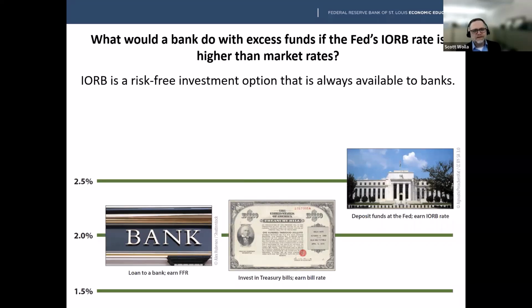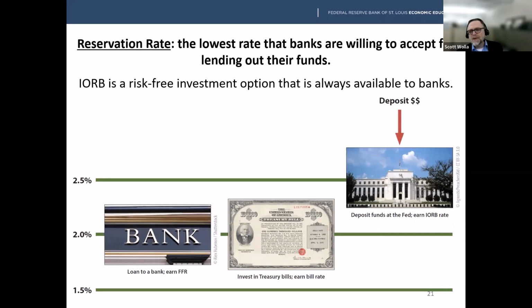On the next slide, you'll see that the bank will deposit their funds at the Fed and earn the interest on reserve balances rate. So point number one is this: interest on reserve balances is a risk-free investment option for banks. Because they seek the highest return for their money, they will not lend or invest for less than they could earn by depositing at the Fed. So interest on reserve balances serves as a reservation rate.